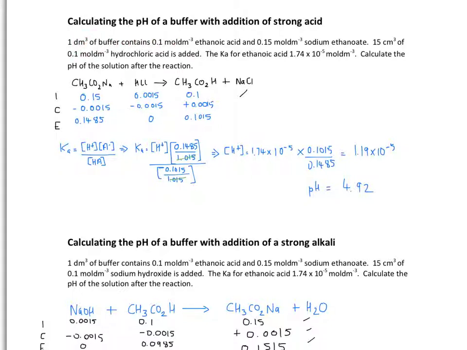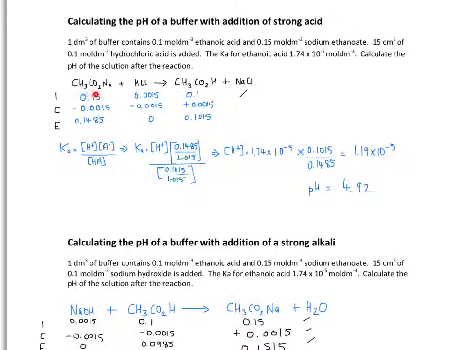this question. So we have the weak acid, we have the conjugate salt. 15 cubic centimeters of 0.1 molar HCl is added. This is the equation. So the HCl reacts with the salt, forming the carboxylic acid and the sodium chloride. We're not interested in sodium chloride moles, it doesn't affect the pH.